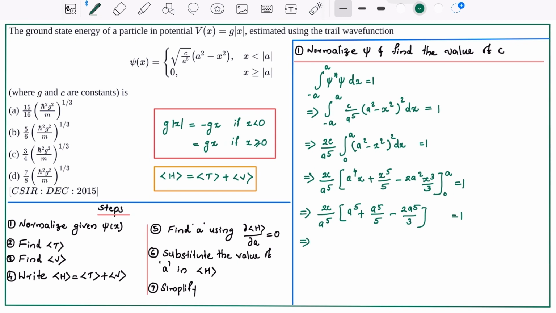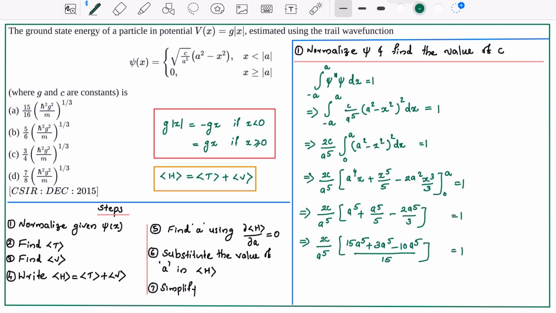This gives 2c by a raised to 5 into (15 a raised to 5 plus 3 a raised to 5 minus 10 a raised to 5) all divided by 15 equal to 1. This gives 2c by a raised to 5 into 8 a raised to 5 by 15 equal to 1. And after simplification, you will get the value of c as 15 by 16.